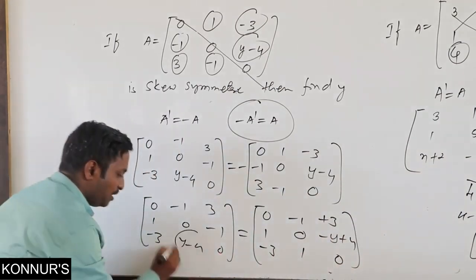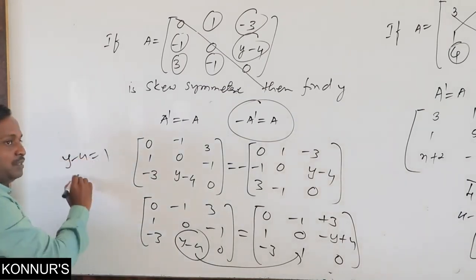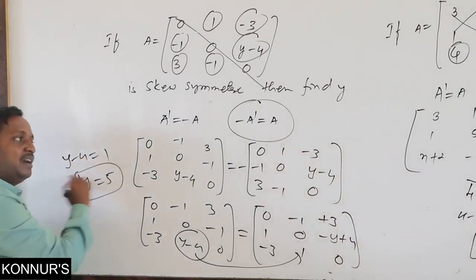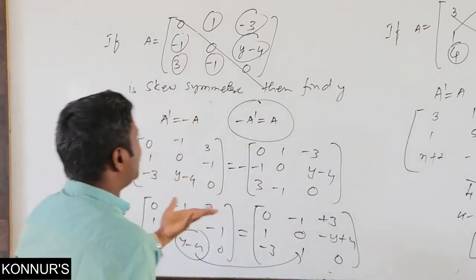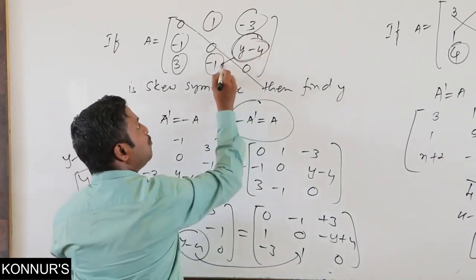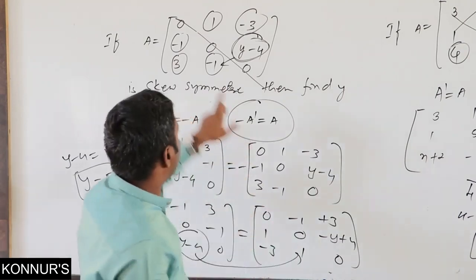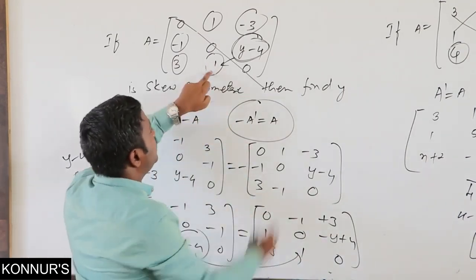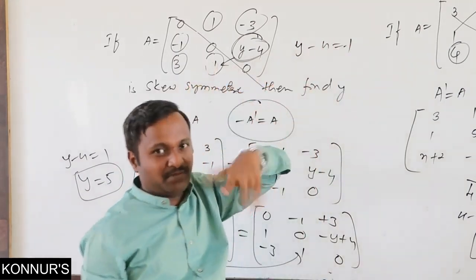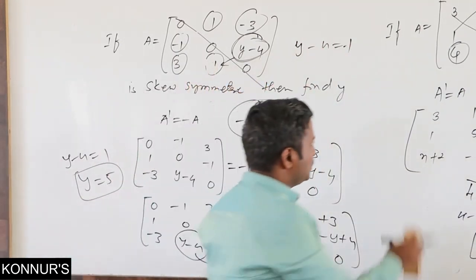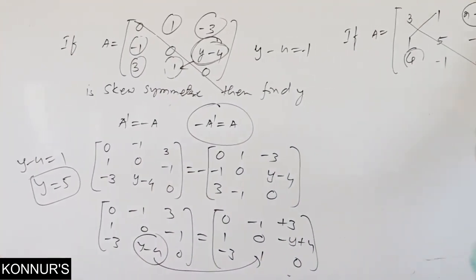Now you can make use of these things. Where is variable y? Y minus 4 should be equal to 1. Y should be equal to 5. Again we got the same answer. If you are getting confused, the direct method is better. Y minus 4 should be equal to what? Plus 1. Opposites. If it is 1, y minus 4 should be equal to minus 1. Like this. Simple. We will do some more examples regarding skew symmetric matrix.